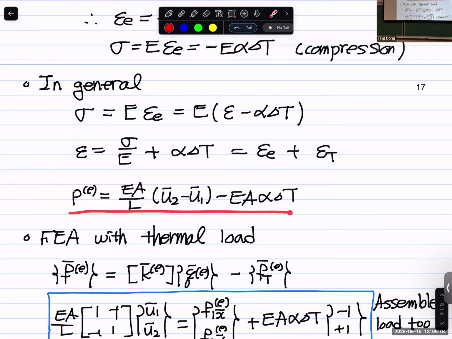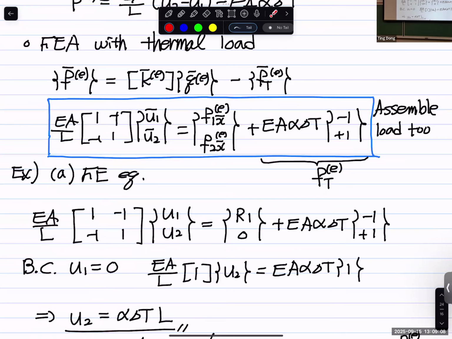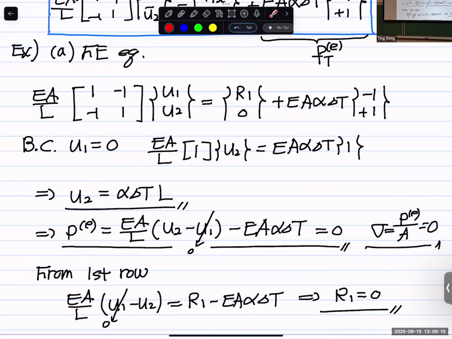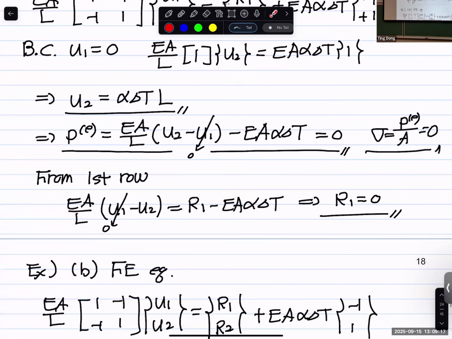So now this is how we calculate element force. The derivation is very clear here. And this is for the 1D situation. This is an example for the 1D situation, I guess.